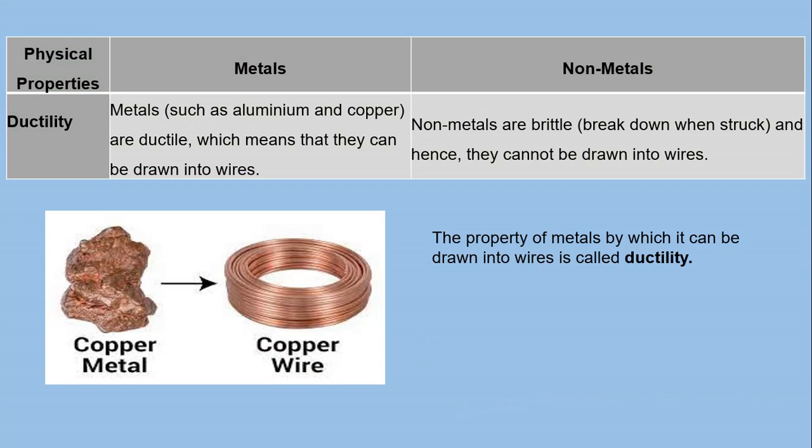The next physical property is ductility. So first, what is ductility? The property of a metal by which it can be drawn into wires is called ductility. Generally, metals such as aluminium and copper are ductile because we can use these metals to make wires, and these wires are used as conductors of electricity. On the other hand, non-metals are brittle. That means they break very easily when we try to make a wire of them.